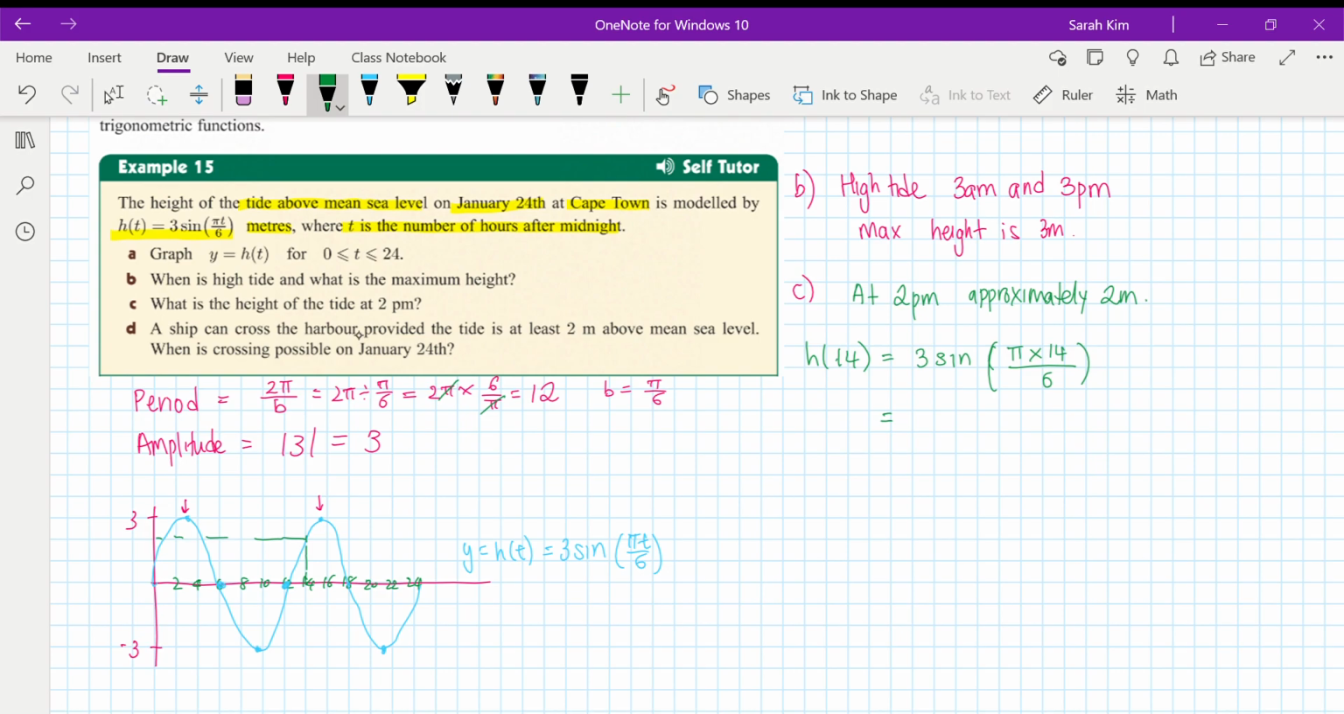So I get approximately 2.6 meters using that answer, which is similar enough, but obviously not good enough. Okay, that'll do. C. D. A ship can cross the harbour provided the tide is at least 2 meters above mean sea level.